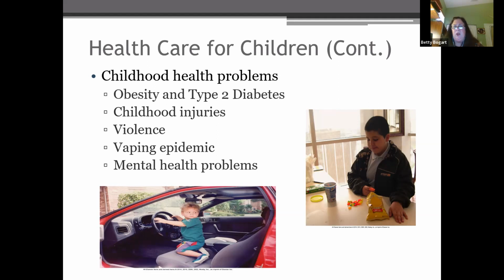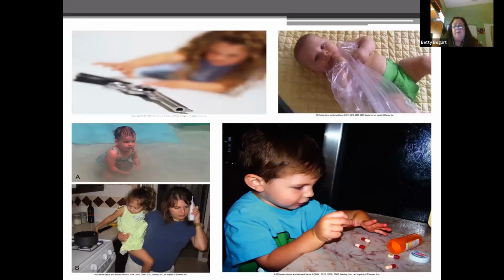Violence, whether it's bullying or adolescents and gangs. Vaping is a big thing that's newer. And of course, your mental health I've mentioned. And here are just some pictures that depict some things.